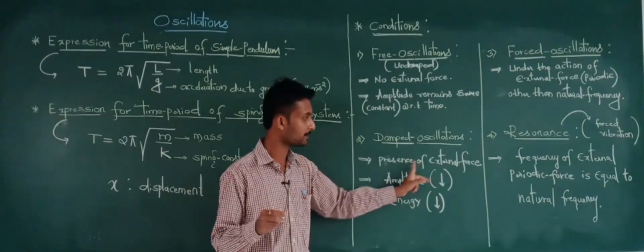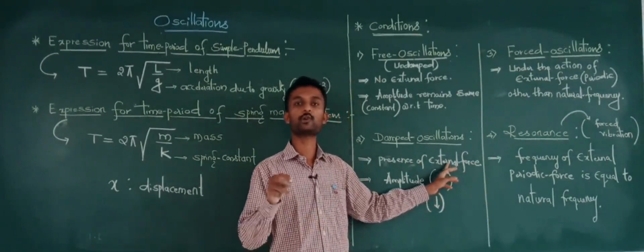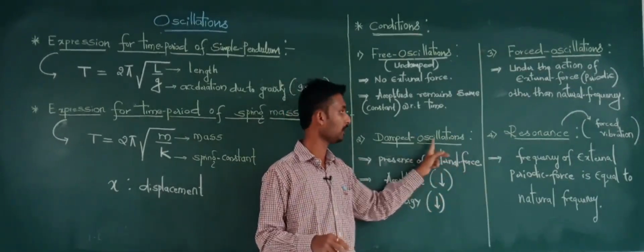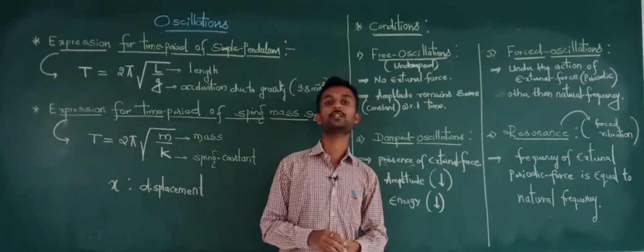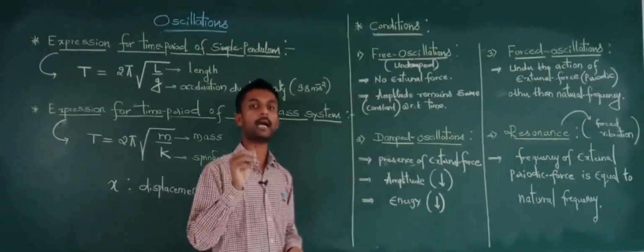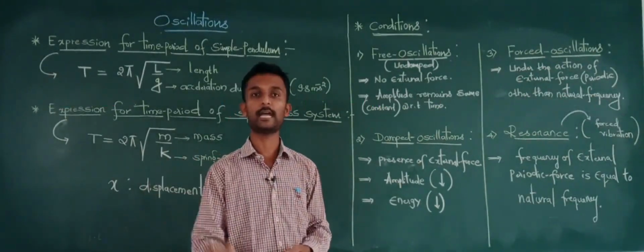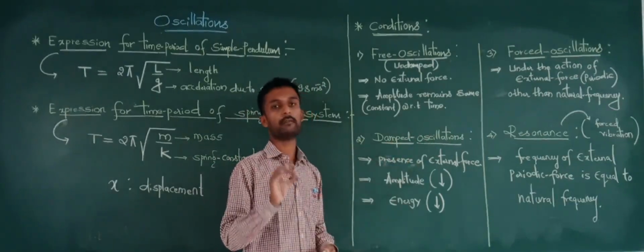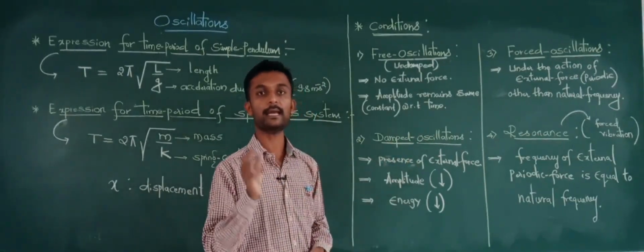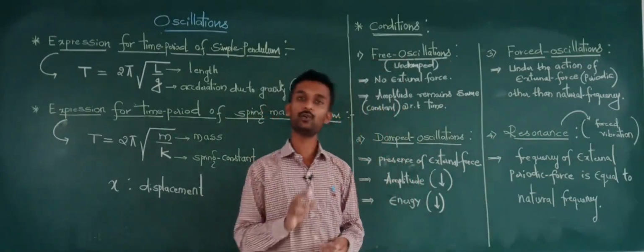In the presence of an external periodic force, the oscillations will be produced. Such oscillations are called damped oscillations. In damped oscillations, the amplitude as well as the energy always go on decreasing with respect to time.